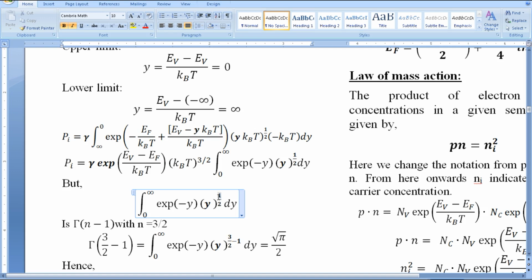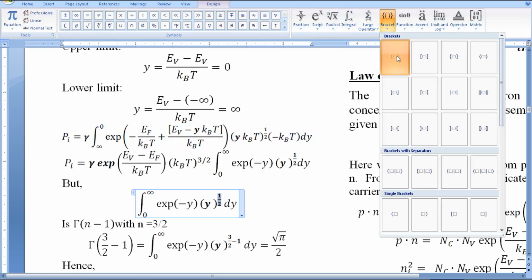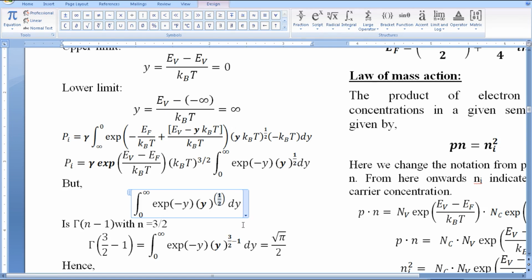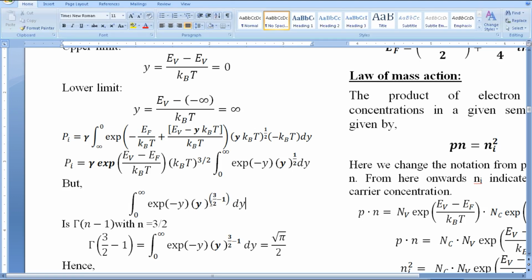You can now write this numerator, inside the brackets, as 3 by 2 minus 1. So I am changing this 1 as 3 in order to make it look like the gamma function. So this is basically gamma n: the integral of e power minus y, y power n minus 1 with limits running from 0 to infinity is gamma n. So it is basically gamma 3 by 2, that is, gamma n with n equal to 3 by 2.